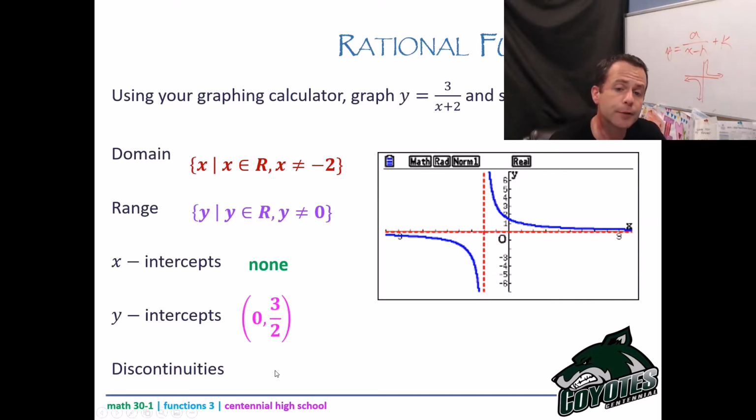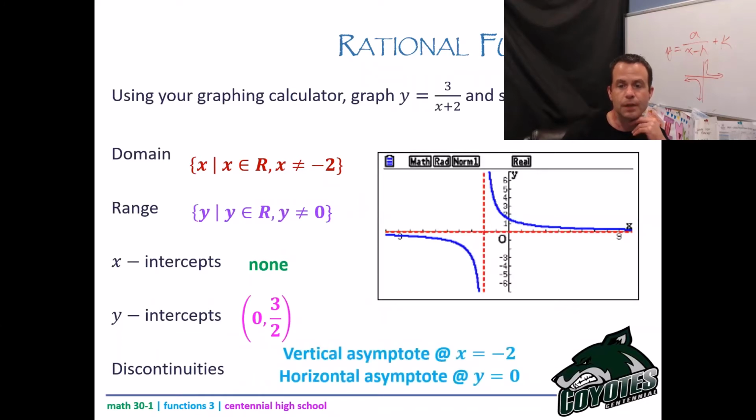Okay. And then for discontinuities, there's only one type of discontinuity here, and it's a familiar one. I didn't want to throw too much confusing stuff at you all at once. Okay, so this one's familiar. The discontinuity is a vertical asymptote. So we say there's a vertical asymptote at x equals -2. And then there's a horizontal asymptote at y equals 0. So vertical asymptote at x equals -2, horizontal asymptote at y equals 0. Those would be your answers for discontinuities.